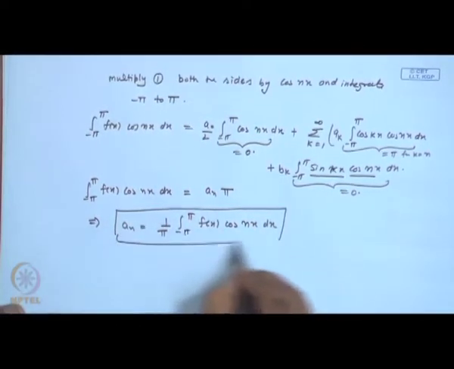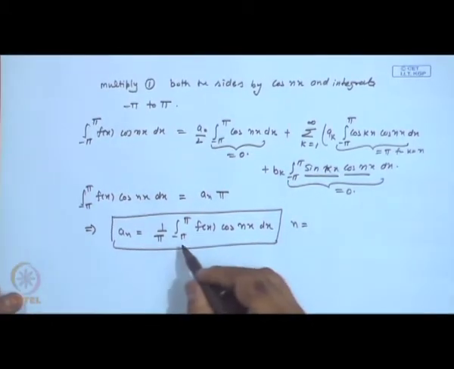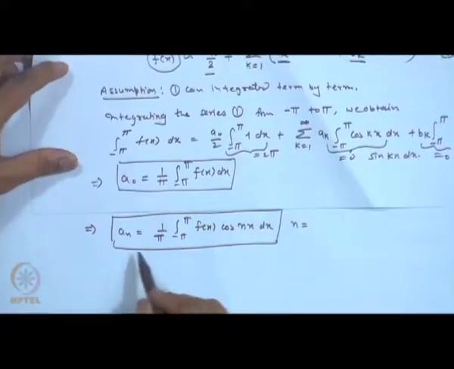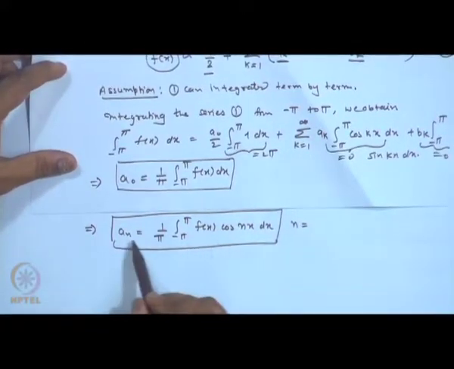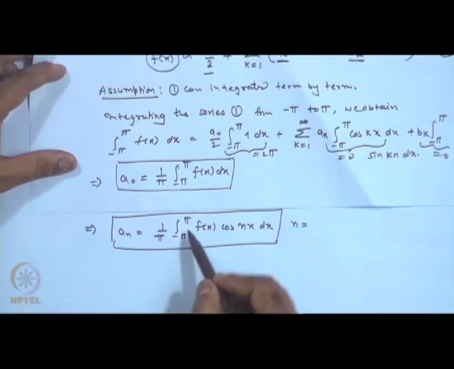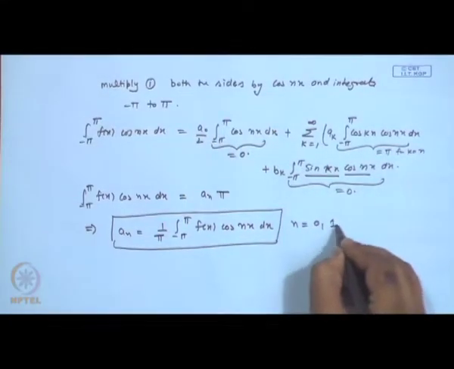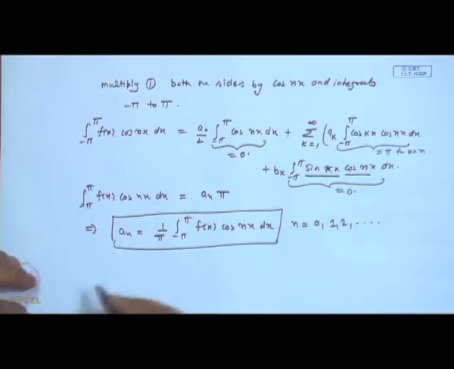So, this is the formula for a_n, and here n is 0, we already got, but now that we have this, we can also get a_0 from here, because a_0 is going to be 1 over pi times the integral from minus pi to pi of f(x) dx. So, this is basically true for n equal to 0, 1, 2 and so on.